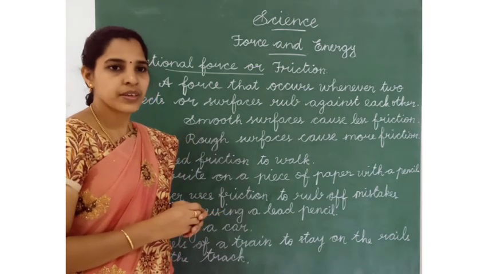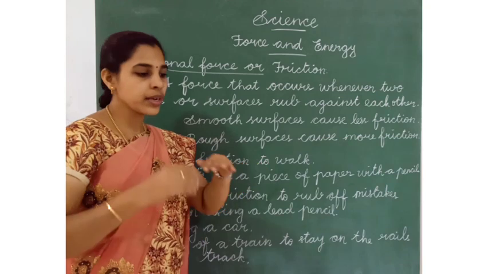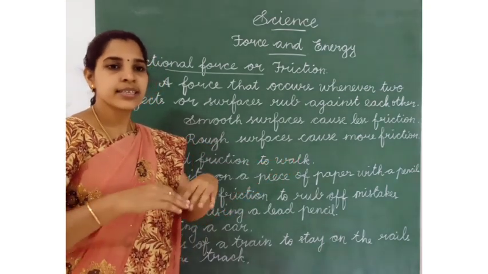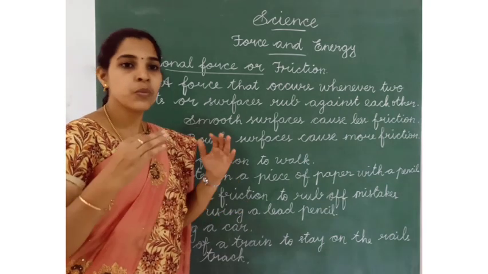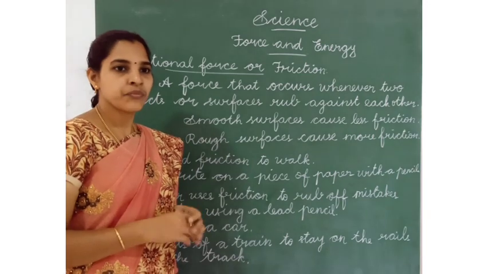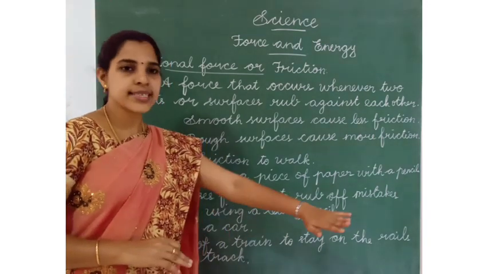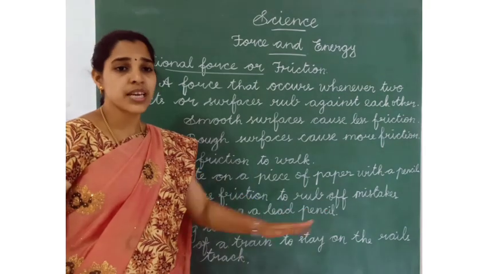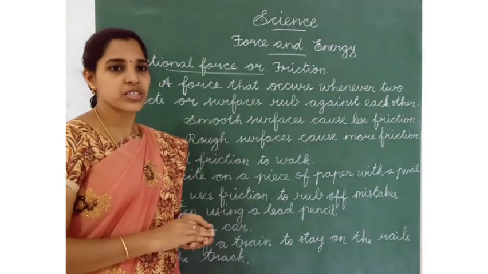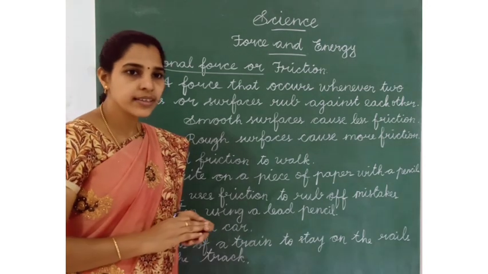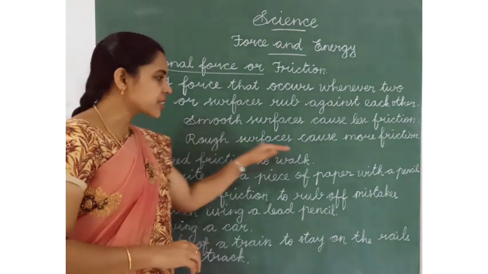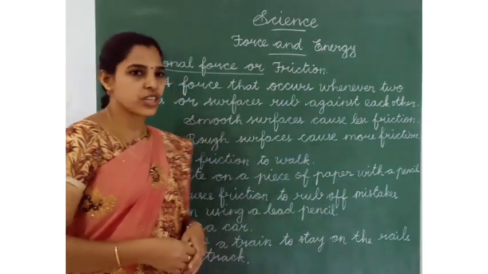When we are walking on the road or in the grass, it causes more friction because it is a rough surface. When we are walking on the tiles, it is a smooth surface, so it causes only less friction. Do you understand? Smooth surfaces cause less friction. Rough surfaces cause more friction.